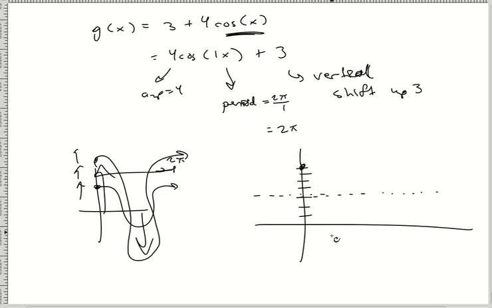Notice that I'm also going to go down 4. 1, 2, 3, 4. So this is kind of like the minimum and the maximum for my graph. And it will just go inside of that. You know what I mean?